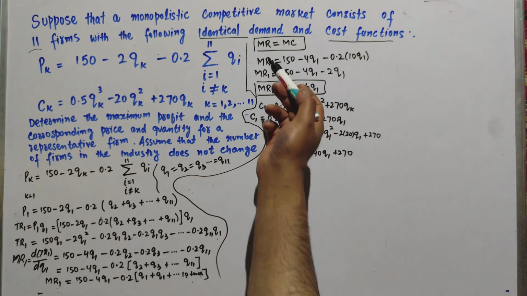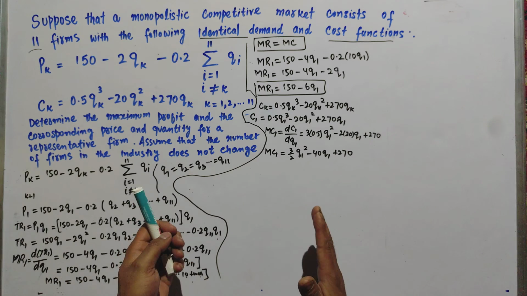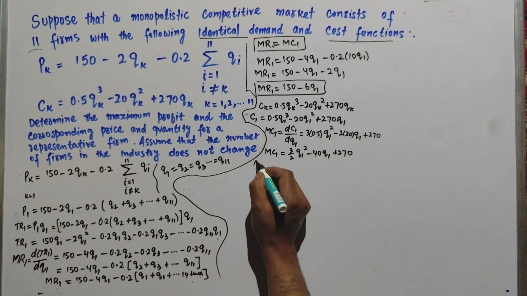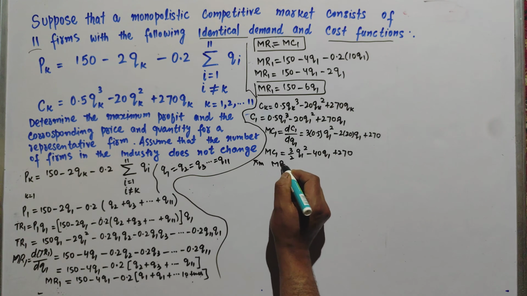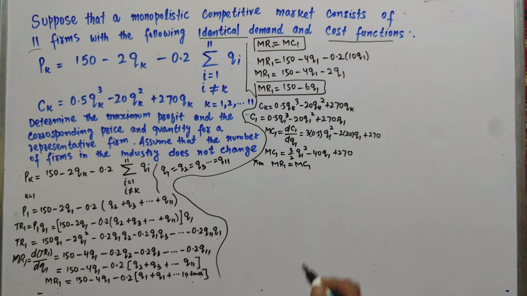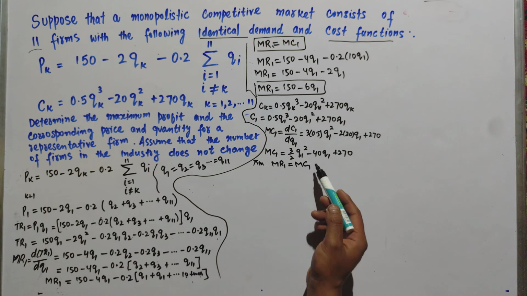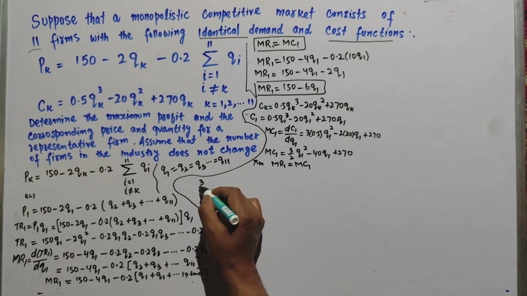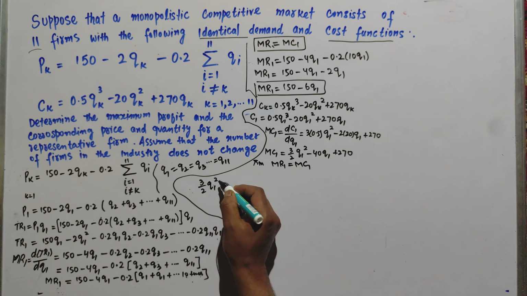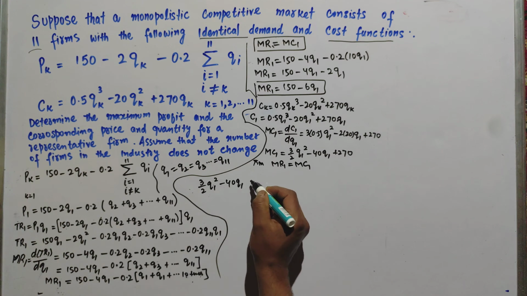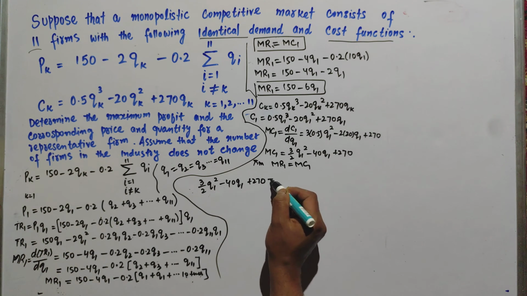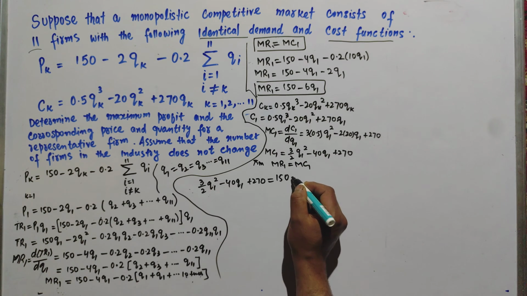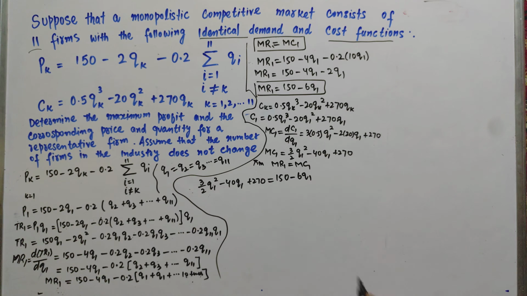Now, profit maximization requires that we equate marginal revenue of firm 1 with the marginal cost of firm 1. Marginal revenue is this very function, marginal cost is this very function. Let's first write the marginal cost, that is 3 upon 2 Q1 square minus 40 Q1 plus 270, which should be equal to the marginal revenue. This is the marginal cost. Let's equate it with the marginal revenue, which is 150 minus 6 Q1 here.